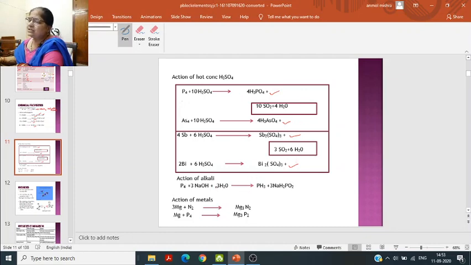Next is phosphorus reacting with aqueous alkali solution. A very important reaction, many times it has been asked: complete the following reaction. So phosphorus reacts with sodium hydroxide and water, and it forms phosphine and sodium metaphosphite.